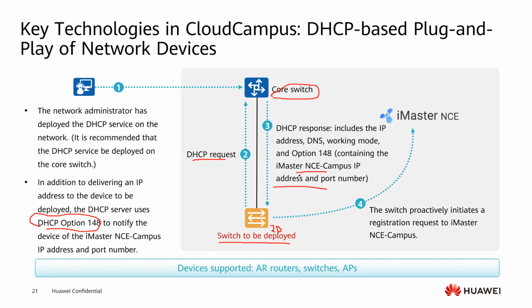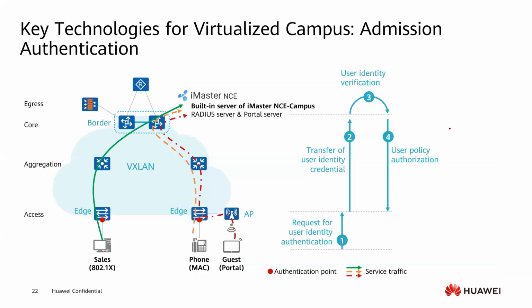So when the switch receives this information, it will get the IP address of its own. It will also get these two pieces of information, and then it will proactively register on the controller, and then you will find that all of the devices go online on the controller. So this means DHCP-based plug and play. Another important technology is the NAC, the machine authentication, and we will talk about it again.